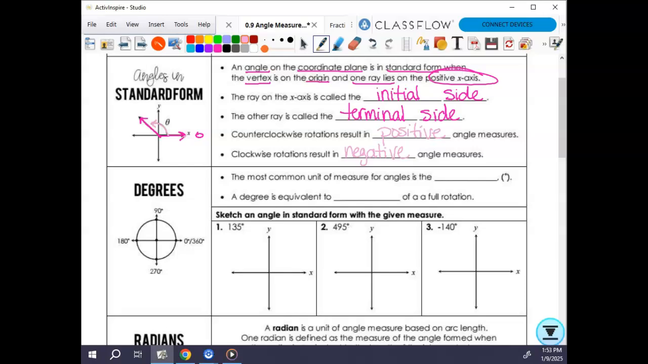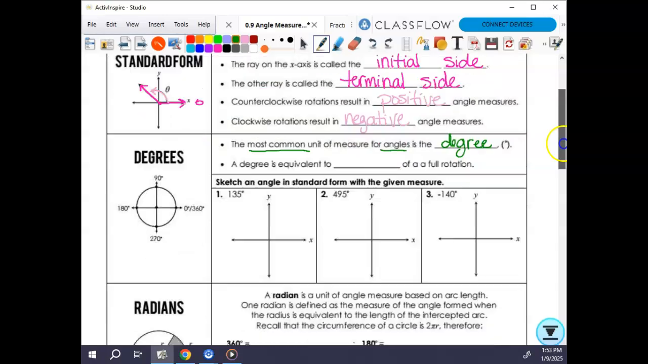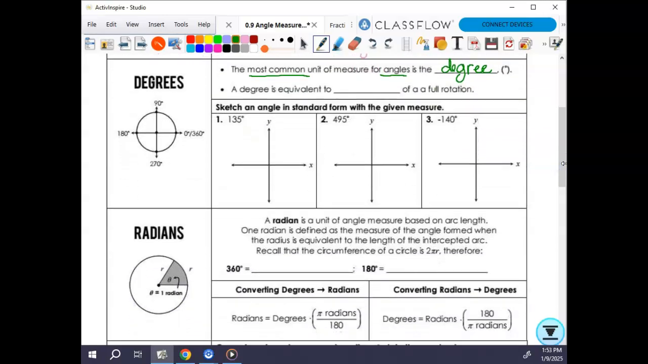Okay? So let's talk about measuring angles. So the most common unit of measure for an angle is the degree. That's no shock. That's all you knew existed for quite a while. That's a little degree sign in the parentheses there. And so, if we start here at 0, and I go all the way around the circle, that is 360 degrees. So a degree, or 1 degree, is equivalent to 1/360th of a full rotation.